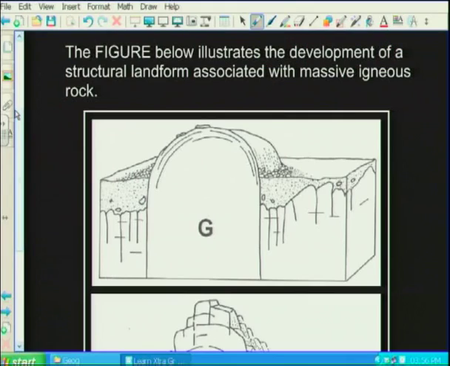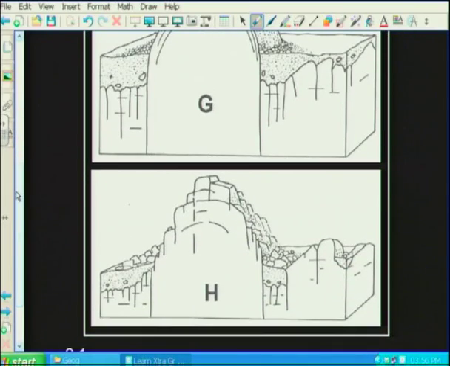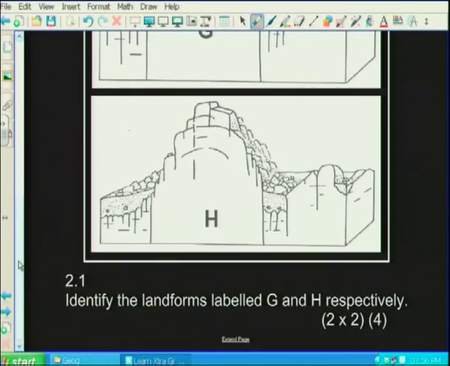Okay. Question 2, it says, the figure below illustrates the development of a structural landform associated with massive igneous rock. So they are specifically telling you which type of structural landforms they want us to focus on in this question. Right, if we look at the two diagrams, there they are. And our first question says, identify the landforms G and H respectively.